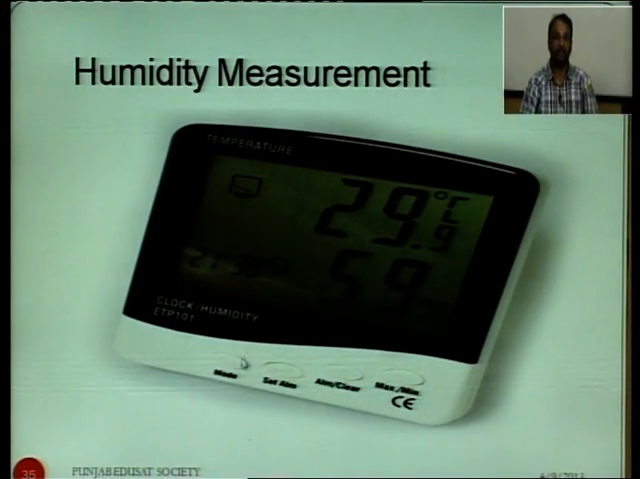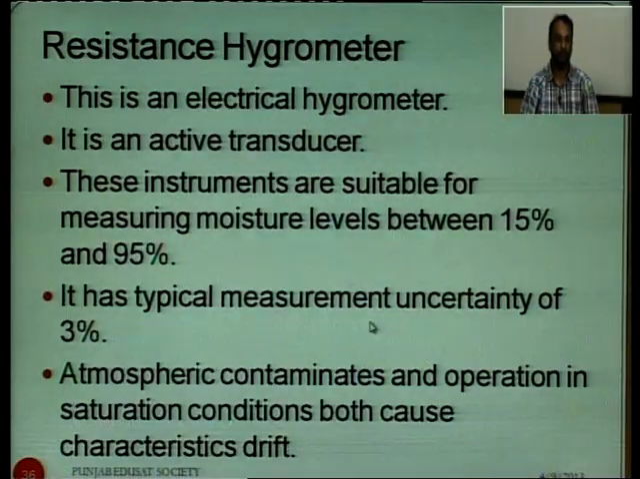This is a digital humidity measuring device which gives temperature as well as humidity. This 29.9 degrees centigrade indicates temperature, this 59% indicates the amount of water vapors present in the air at that particular time.